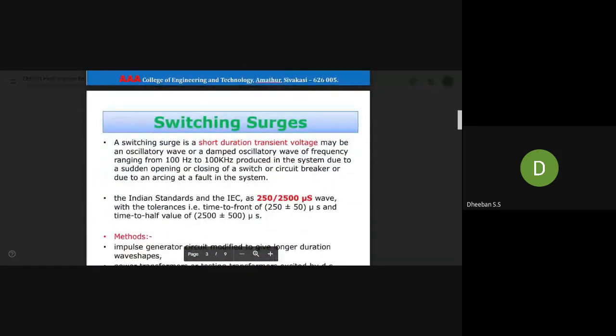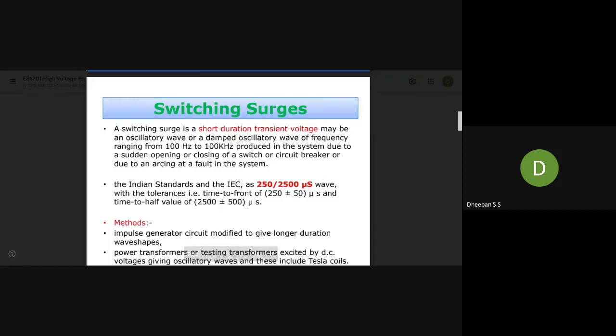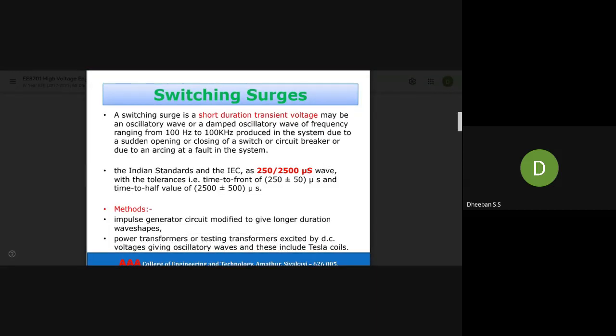So moving on, the first is you have to know about the switching surge. What is the switching surge? In general, they are giving a definition for switching surge as a short duration transient voltage.